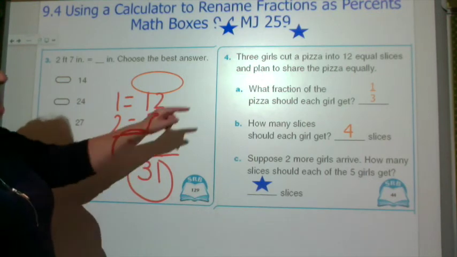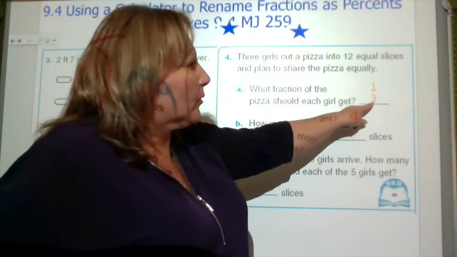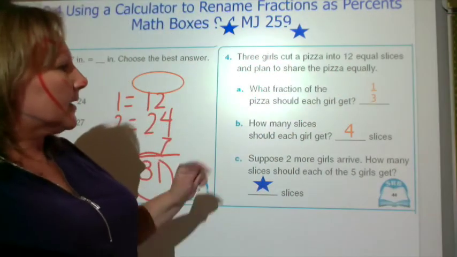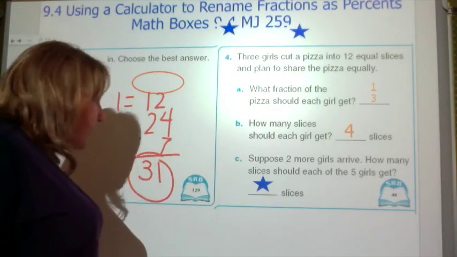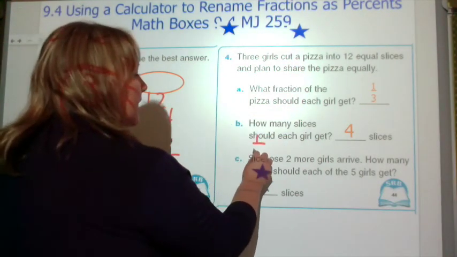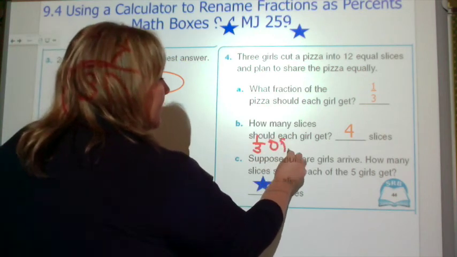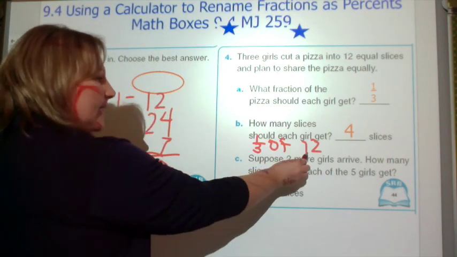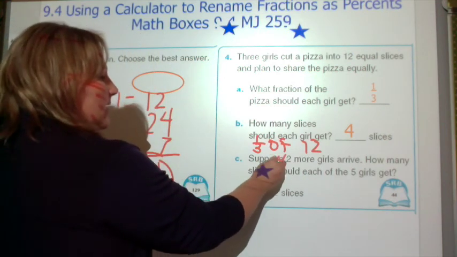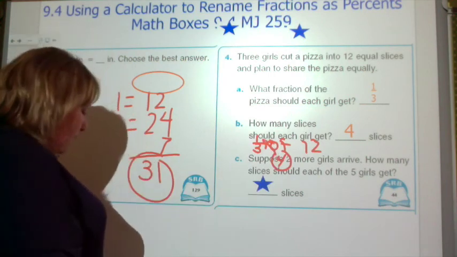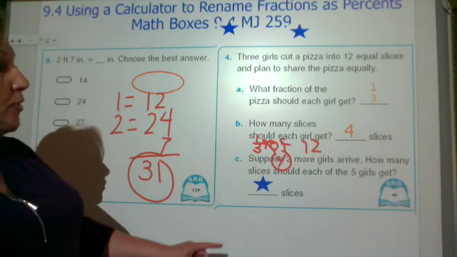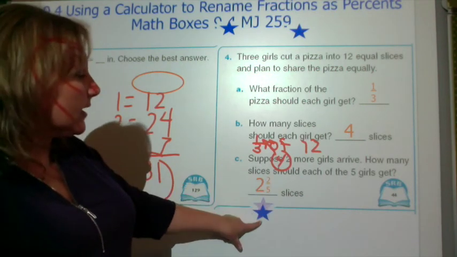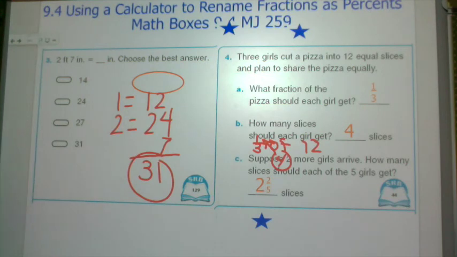So each girl, if you can figure this out, we have 3 girls. Each girl gets 1 part of that. So that's where that fraction came from, 1/3. The slices, 1/3 of 12. Watch this magic. I know that you know what this looks like once I write it. 1/3 of 12. First you divide. 12 divided by 3 is 4. And 4 times 1 is 4. Suppose 2 more girls arrived, how many slices would each of the girls get now? There's 5 girls. We're going to skip that one. I'm going to give you that. 2 2/5.